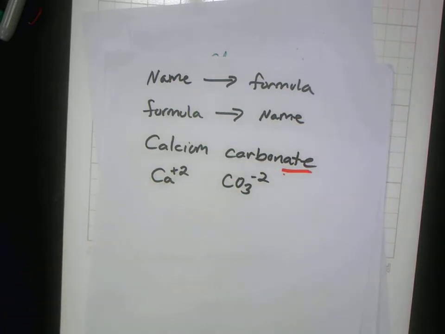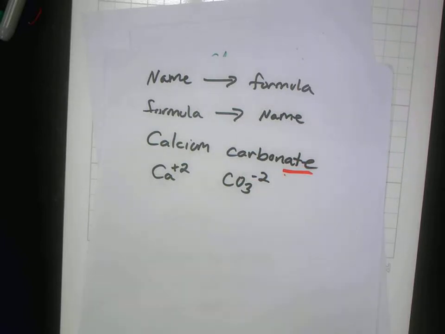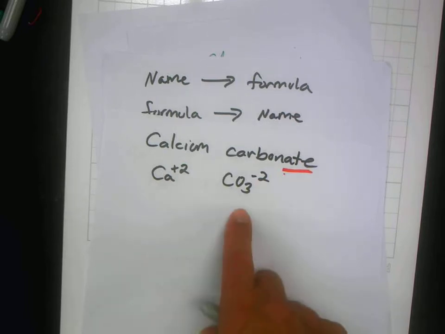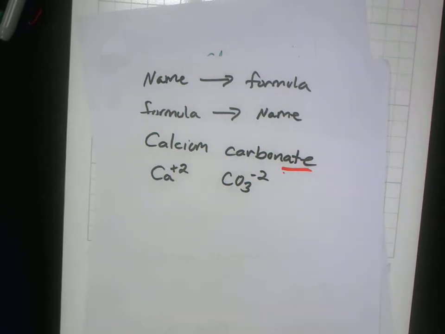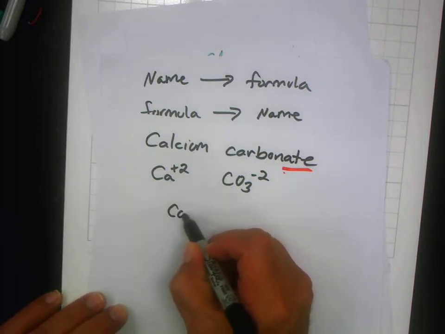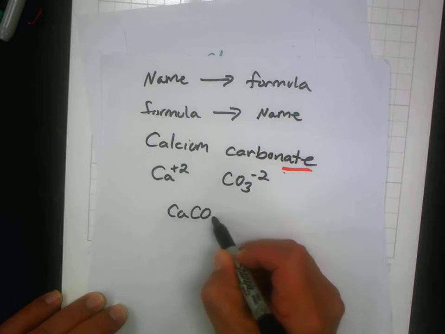The whole idea is that this substance is neutral, which means the number of positives equals the number of negatives. If I take a look at the calcium ion with 2 positive charges and the carbonate ion with 2 negative charges, they're an equal number of plus and minus. So I don't have to add any more. 1 calcium and 1 carbonate is enough to balance out the charge. So all I do is put them together, and I write my formula for calcium carbonate as Ca and then CO3.